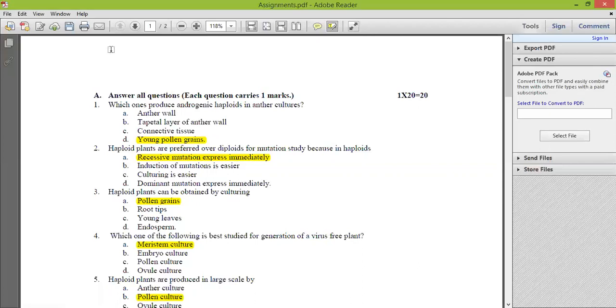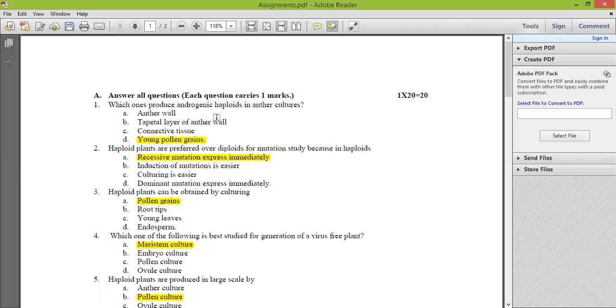The first question was: which one produces androgenic haploids in anther culture? Some of you gave the answer anther wall, but in the class I told you that the anther wall and the tapetal layer of the anther wall are diploid in nature. Due to totipotency, some diploid cells of the plant will also give rise to a diploid plantlet in the culture media. So the answer will be the young pollen grain.